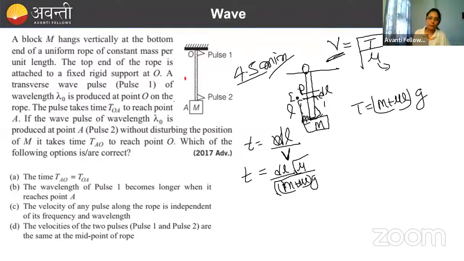Similarly, if the question had asked how much time it takes to move from A to O, we could calculate that from here. This is the small time taken to cross dl, and to cross the whole length we would integrate this. But here we have to simply compare and say whether TAO and TOA are equal or not. For that we don't need to do the calculation.